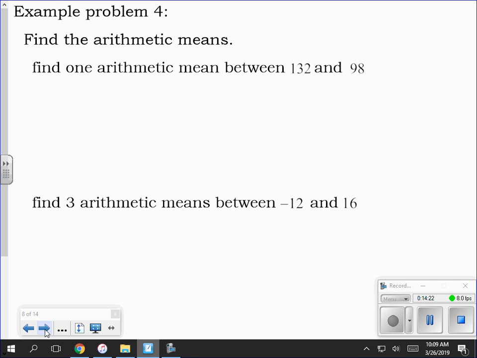Here's what that's saying. I've got 132, and I'm looking for one number between them. So I have 132, blank, 98. That's what I'm trying to do, fill in that blank. What is that one blank between? Now this one's easy because technically it is the average of those two numbers. If I'm looking for one that's in the middle, it's the average of the two numbers.